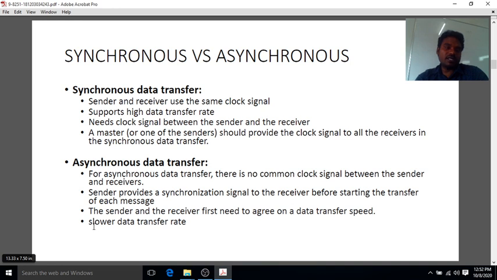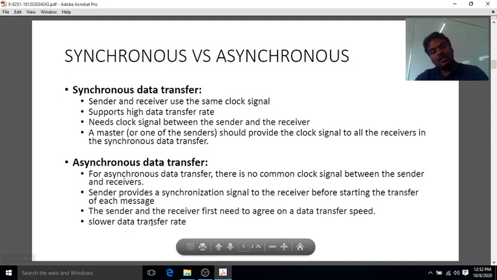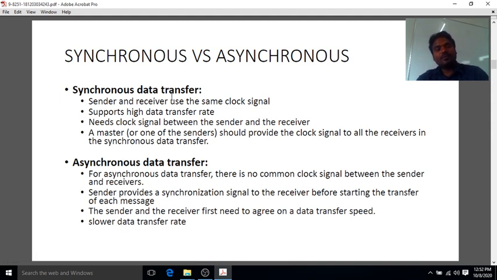And by using the asynchronous data transfer, USRT is going to have a much slower data transfer rate compared to the synchronous data transfer. The point is very clear: USRT, universal synchronous asynchronous receiver and transmitter, is used for serial communication, serial data transfer. That serial data transfer may be synchronous or asynchronous.